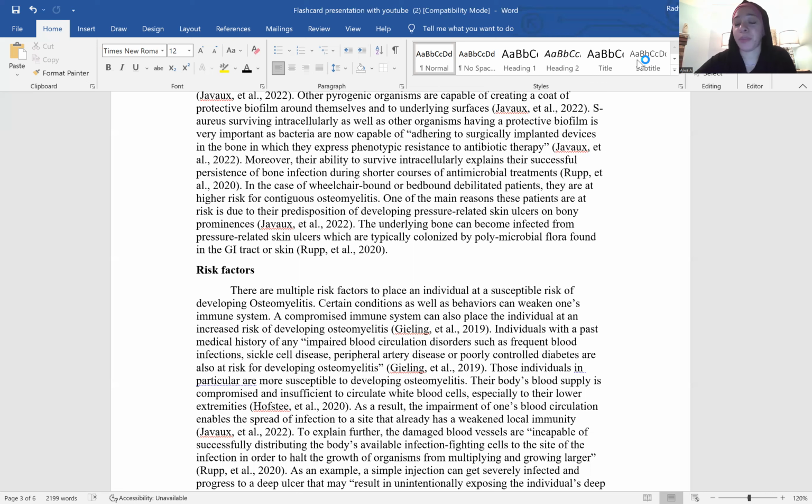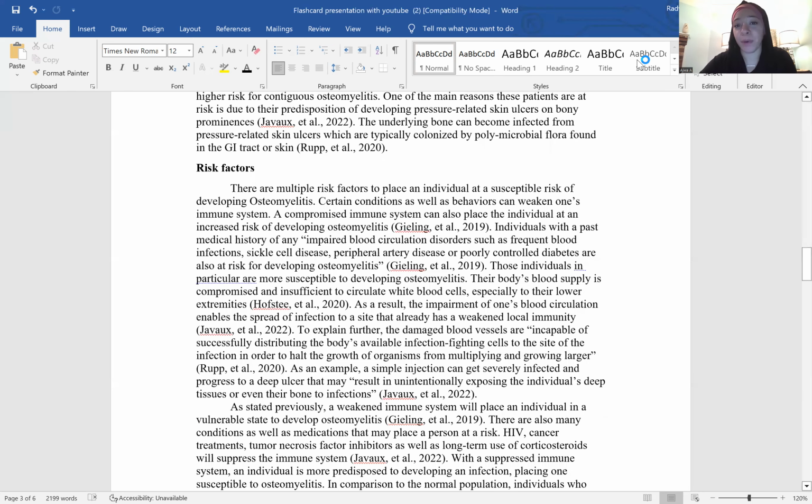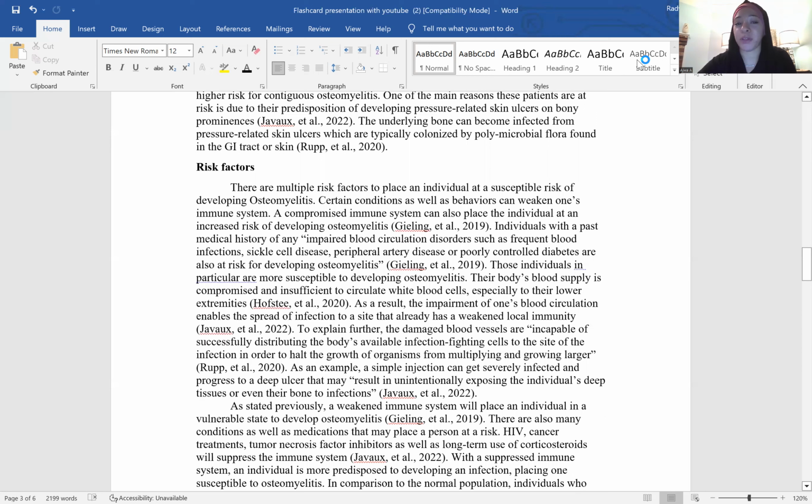In the case of wheelchair-bound or bed-bound debilitated patients, they are at a higher risk for continuous osteomyelitis. One of the main reasons these patients are at risk is due to their predisposition to developing pressure-related skin ulcers on bony prominences. The underlying bone can become infected from pressure-related skin ulcers, which are typically colonized by polymicrobial flora found in the GI tract or the skin.